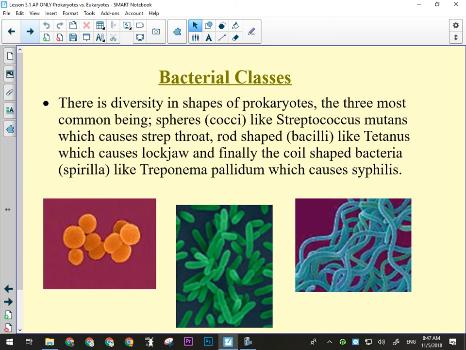And then there are spirilla, the spiral bacteria. Treponema pallidum causes syphilis. In fact, a lot of the bacterial sexually transmitted diseases are spirilla bacteria. So those are the different shapes.